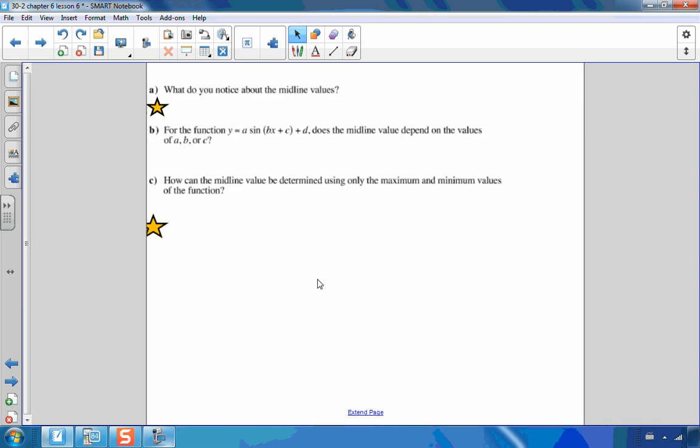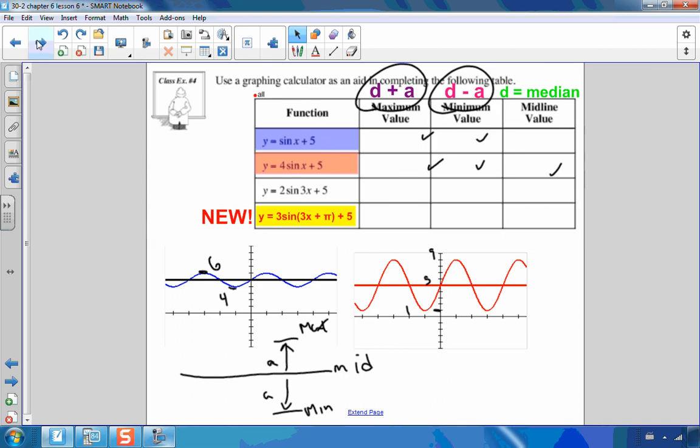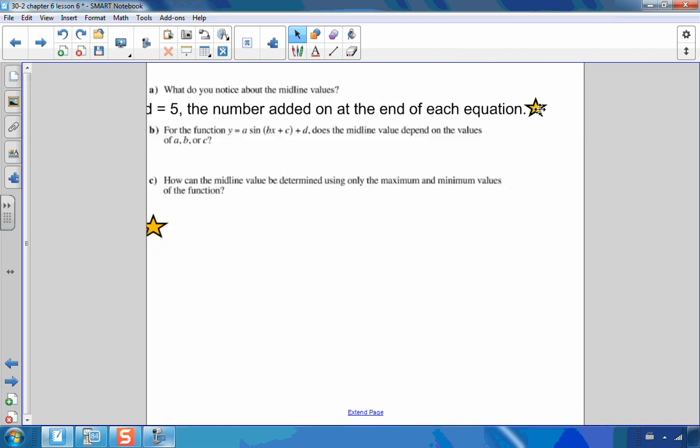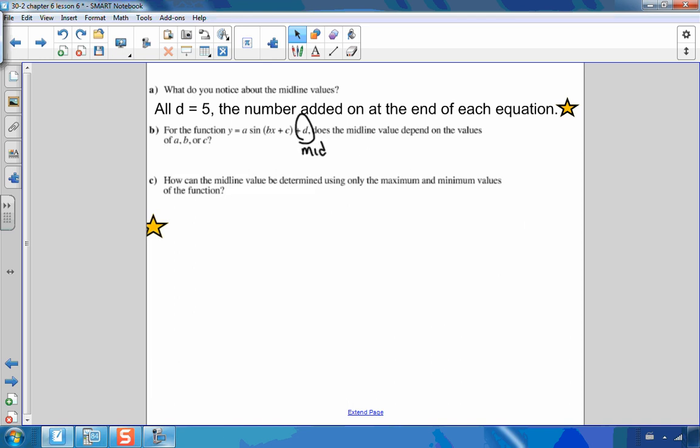Okay, what do you notice about the midline values? Well, in this case here, the numbers added on at the end were all 5. So all of the values were 5, the number added on at the end. So in general, when I have a sine bx plus c, all plus d, the midline value depends on the value of which? Does the midline value depend on the value of a, b, or c? For this equation, the midline value only depends on the value of d.